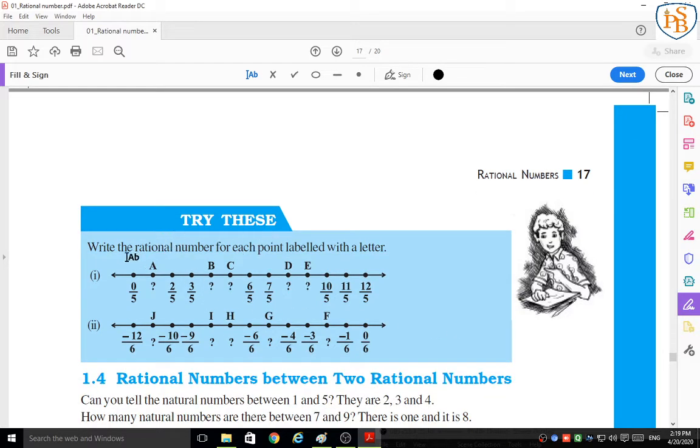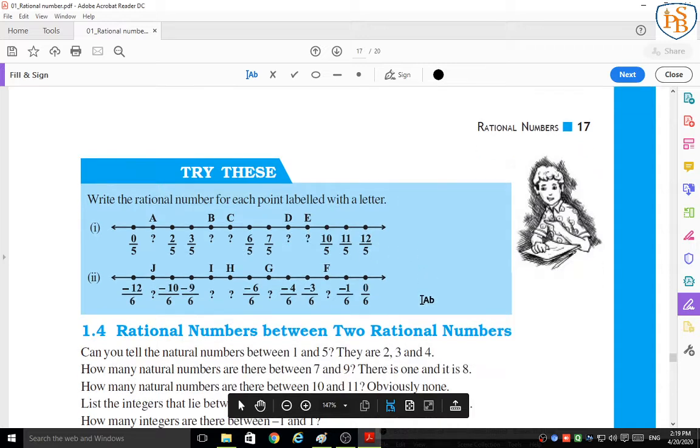Okay, try this. Write the rational numbers for each point labeled with the letter. You have to solve this at home in your notebook. When school reopens, I am going to check this.